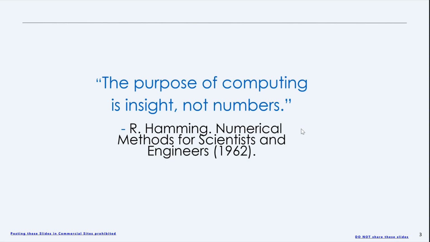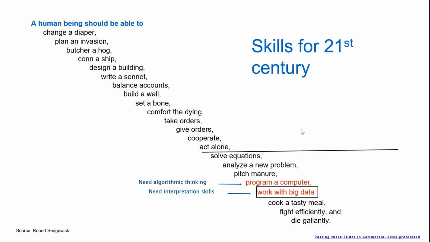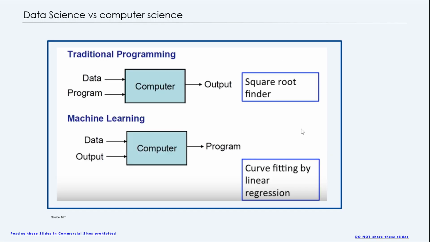So what is data science? Let's think about this statement from Hamming. The purpose of computing is insight, not numbers. So we just want to see the insight from all these numbers that might not make sense to us when we look at them. Data science is also a skill for the 21st century because we're going to work with a lot of big data. So that's one of the things that we have to learn how to do.